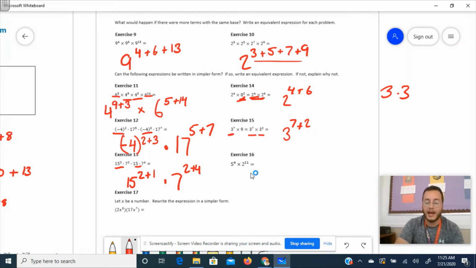And then exercise 16. Do I have a shared base? I do not. There are no shared bases. I can't simplify this to where they have a shared base. So there is no way to simplify this because they do not share a base.